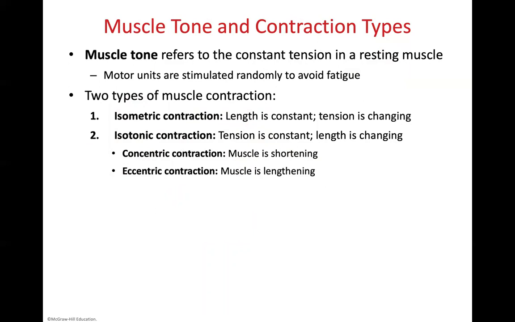If there's a sudden pull or a stretch, then the body is going to respond by automatically increasing the muscle's tension. So this is what helps you maintain balance. If you're standing up, you're using muscle tone to maintain posture. And through the muscles that are helping you to stand up, motor units, those fibers that are stimulated by different neurons, are stimulated randomly. So they're stimulated at different times to help avoid fatigue. It's not just one motor unit that's constantly working.